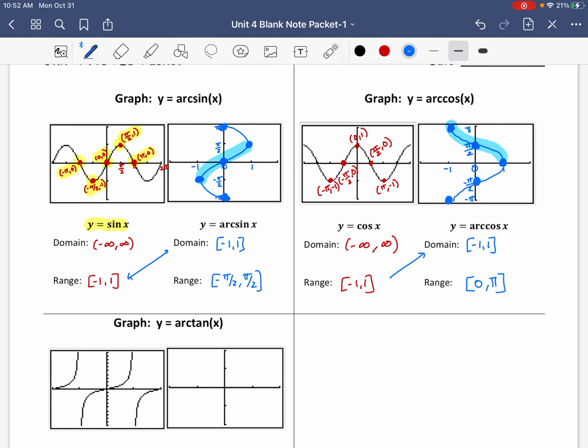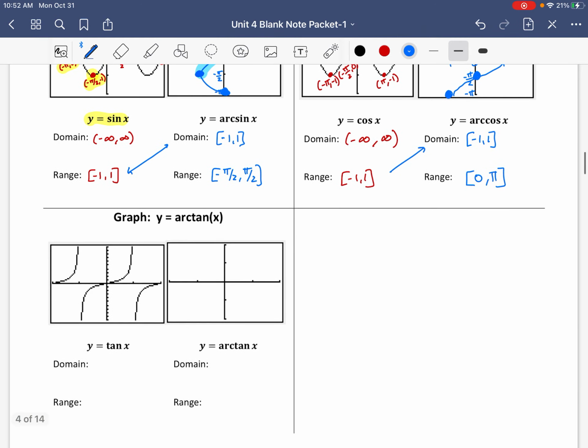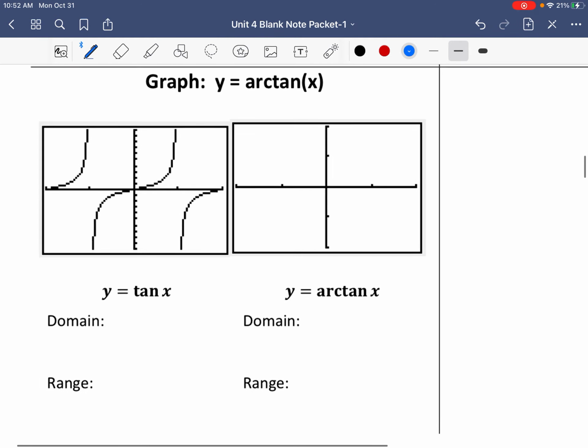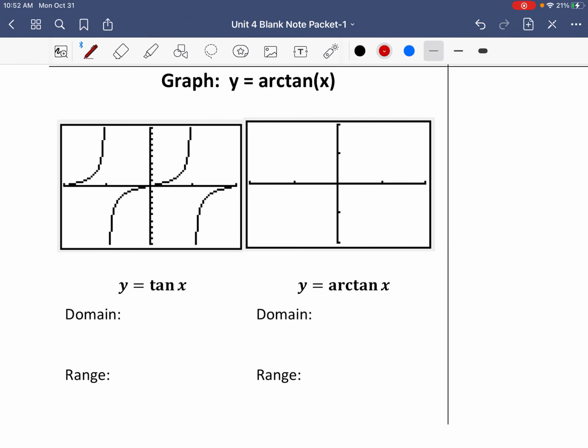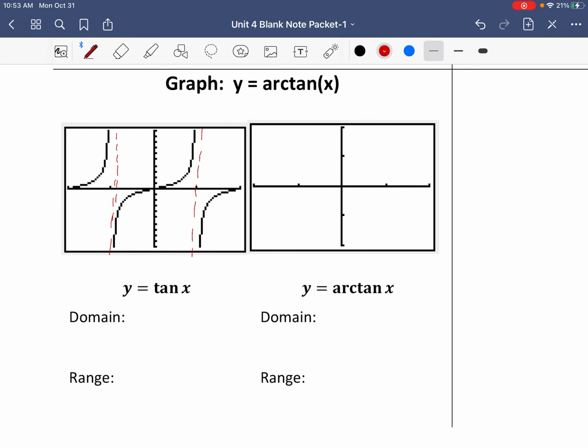And our last one is inverse tan. Inverse tan has, if you recall, these vertical asymptotes here and here, which are happening at pi over 2 and negative pi over 2. So if I wanted to graph the inverse, it would have horizontal asymptotes at pi over 2 and negative pi over 2. It's going to look like this. And then I'm going to take this point right here in the middle, 0, 0. And if I flip it, it stays 0, 0.